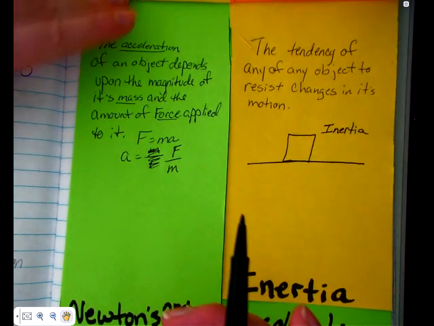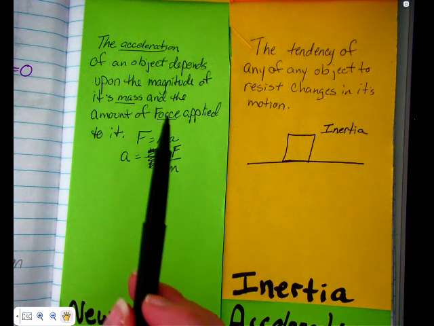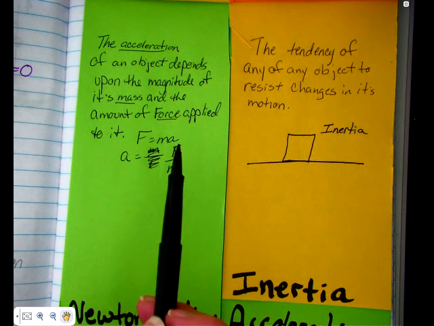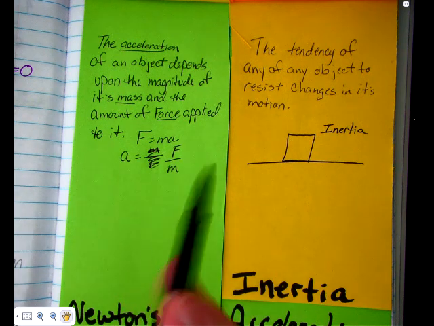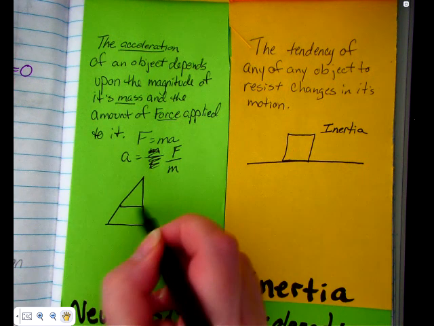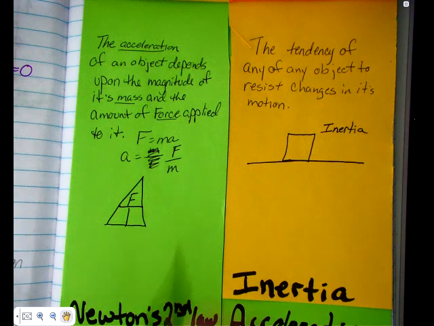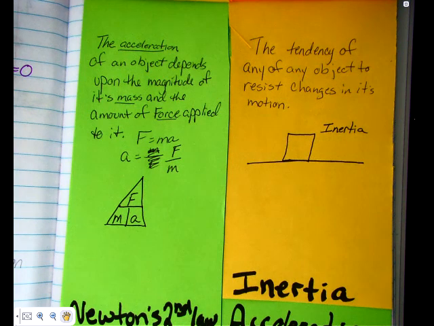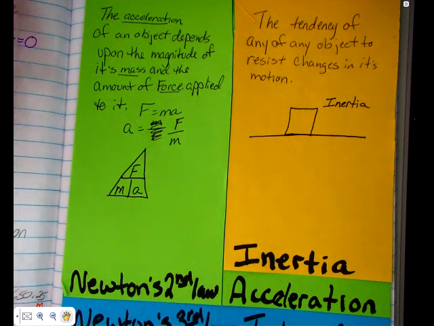Newton's second law, the acceleration of an object depends upon the magnitude of its mass and the amount of force applied to it. So we often refer to it as force is equal to mass times acceleration, or acceleration is the force divided by its mass. And we even wrote this in a triangular form in the back of our lab journals, where force is in the top half, mass times acceleration. So you can solve for any one of the variables using this triangular diagram.